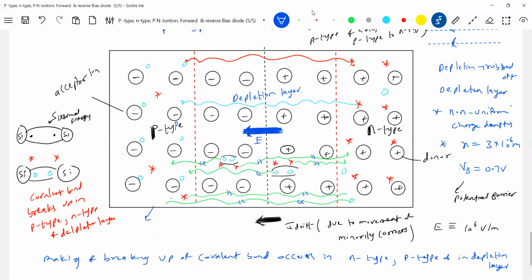Okay, why does the breaking occur? Due to thermal agitation. Covalent bonds break up in P type, N type, and depletion layer due to thermal agitation. Even the makeup, how will that occur? Let's come to P type. Suppose one covalent bond breaks up. This particular hole moves from P to N type. Or let's assume two holes move from P to N type, and their recombination occurs. Here two electrons are lost, two holes are lost.